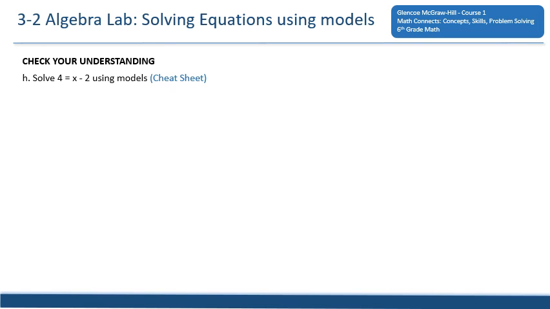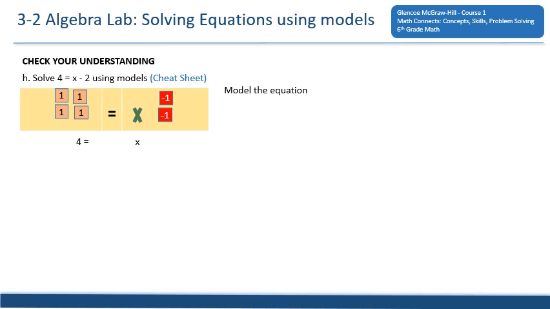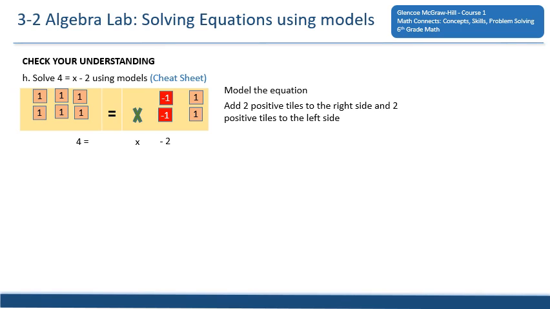Solve 4 equals x minus 2 using models. So we have 4 tiles on the left, and we have x and 2 negative tiles. So add 2 positive tiles to the right and 2 positive tiles to the left. And there's a 2 on the right and the 2 on the left. And that gives us 4 plus 2 equals x minus 2 plus 2.